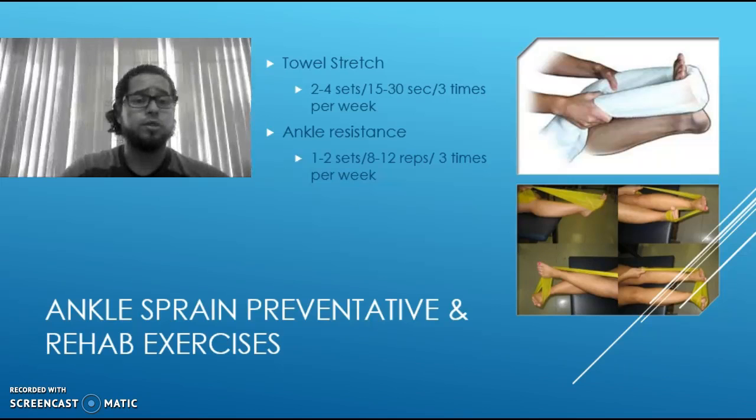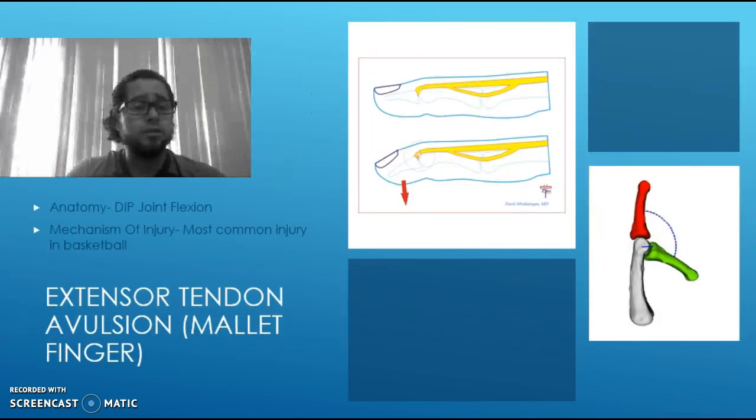We are moving on to the third most common injury in basketball, which is the extensor tendon avulsion, also called the mallet finger. Anatomically, the most common mechanism of injury in the mallet finger is a sudden flexion of the DIP joint with the resistance force directed along the long axis of the finger. This leads to a terminal extensor tendon tear or tendon avulsion with a bony fragment.